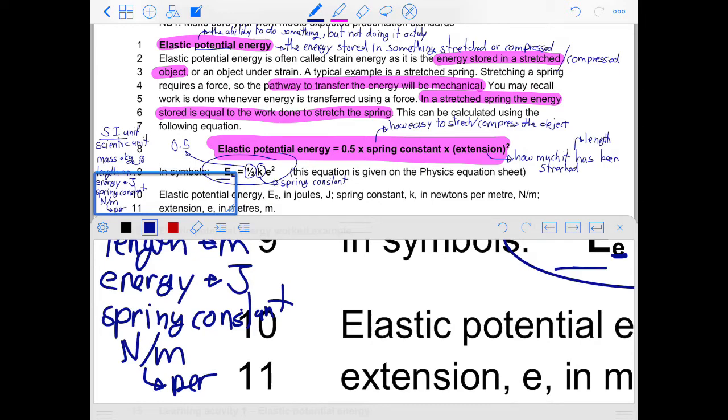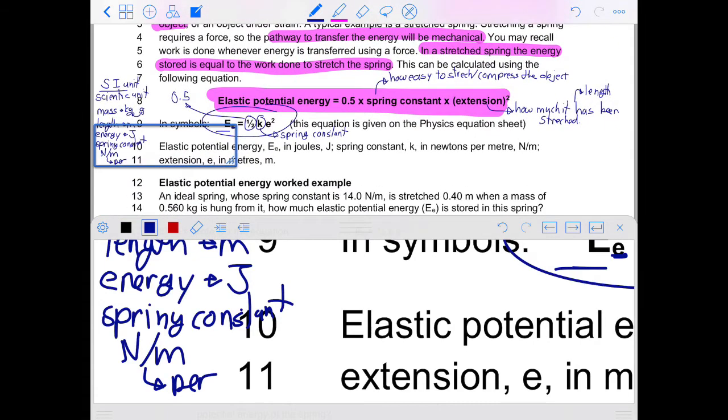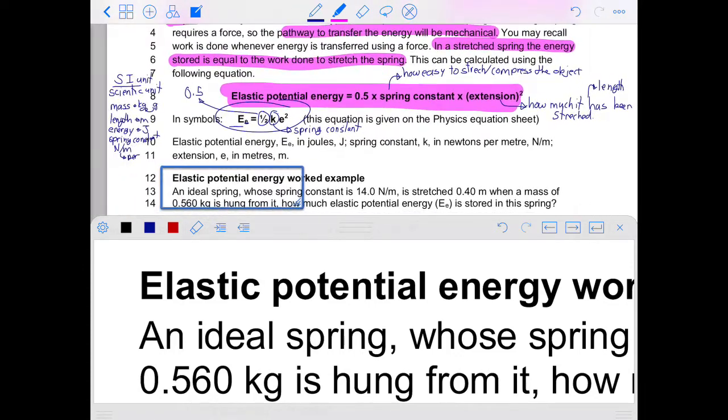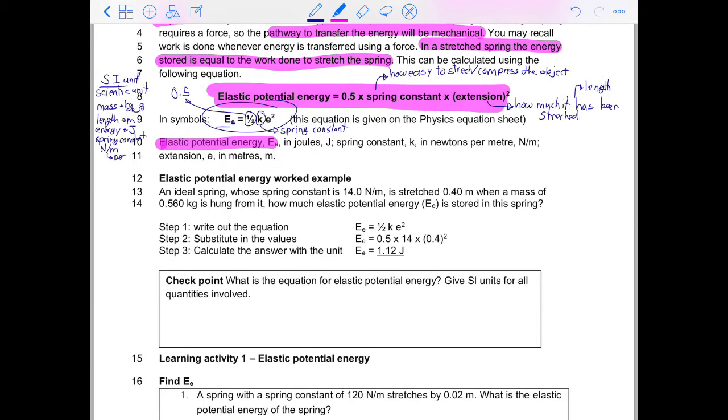When you're saying it out loud, you need to make sure that you are saying the full word and not just the letters. And I want you to be saying the full words in your head as well to get used to what those letters mean. Because the letters on their own aren't helpful. So energy, E_e, is measured in joules, which the symbol for is J. The spring constant, which is k, is measured in newtons per meter. An extension, which is e, is measured in meters.